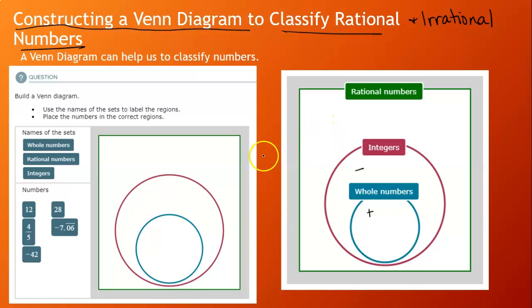So let's see if we can place some of these things now that we look at our labels. So 12. 12 is a positive whole number, so it goes inside the blue circle. 28 is also a positive whole number, so it goes inside the blue circle.